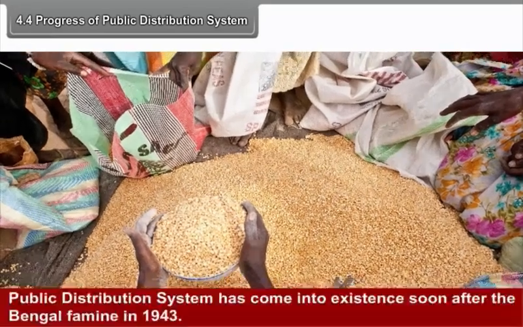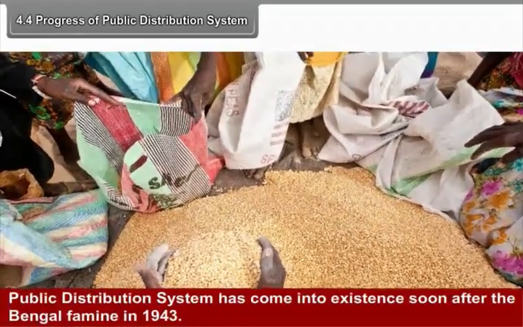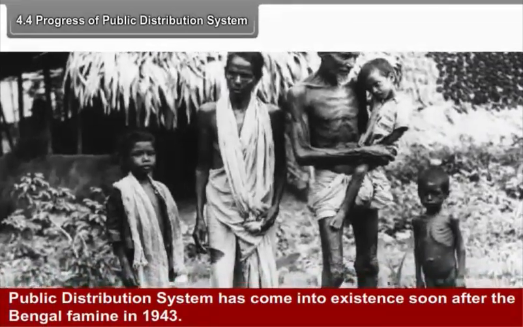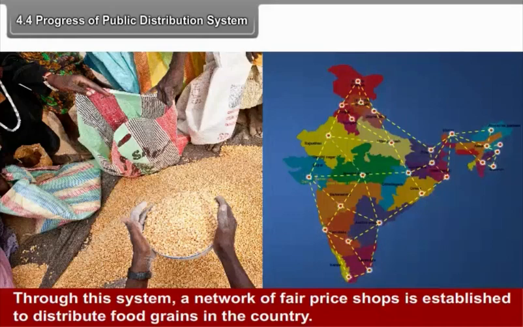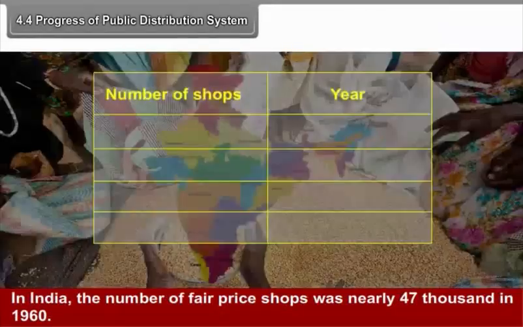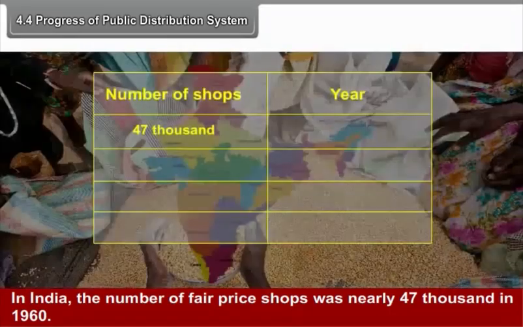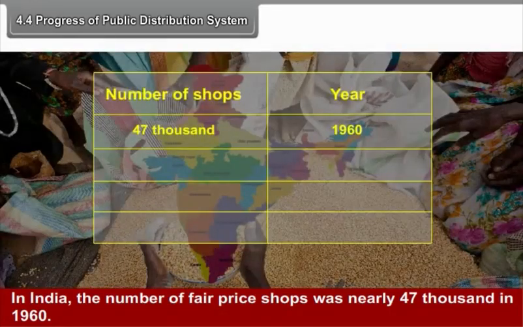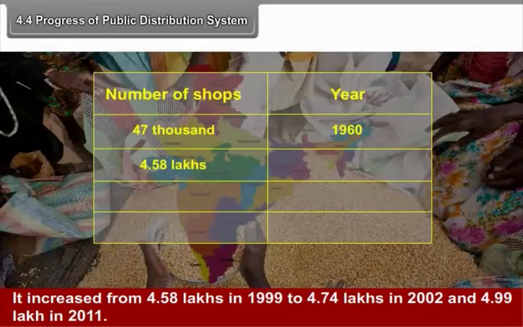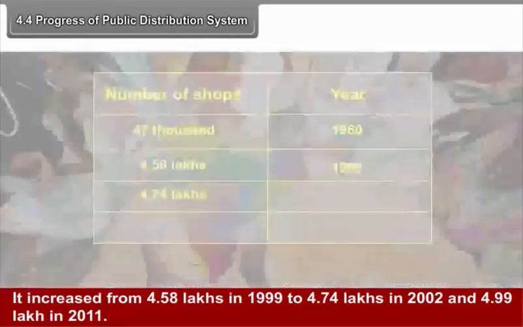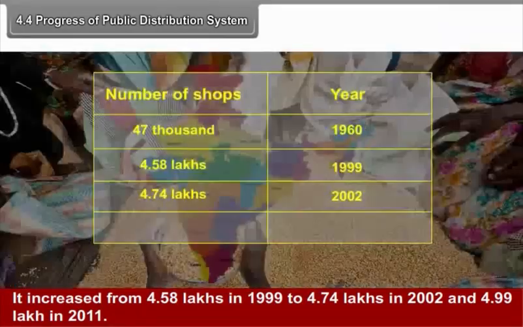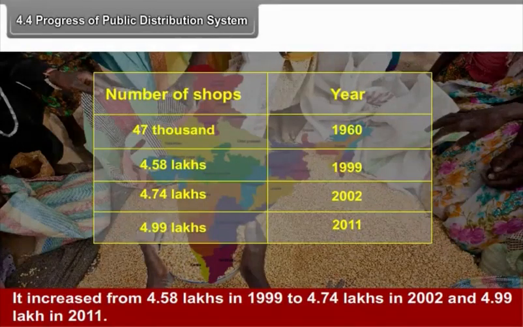4.4 Progress of public distribution system. Public distribution system has come into existence soon after the Bengal famine in 1943. Through this system, a network of fair price shops is established to distribute food grains in the country. In India, the number of fair price shops was nearly 47,000 in 1960. It increased from 4.58 lakhs in 1999 to 4.74 lakhs in 2002 and 4.99 lakhs in 2011.